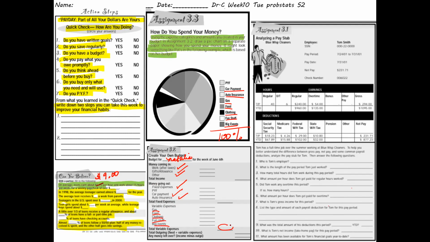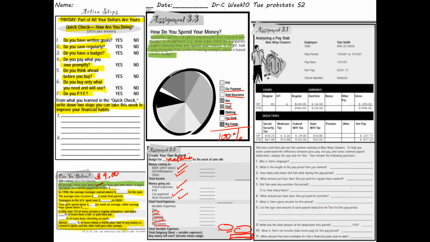Then tell me what your total expense is. Tell me your total outgoing expense, subtract the two, and you should hopefully have a positive number left. Because if you end up with a negative number, that means you're obviously spending way, way more than what you're bringing in.